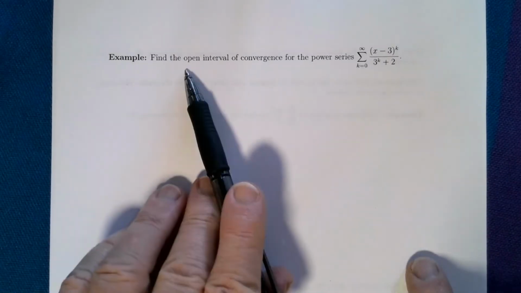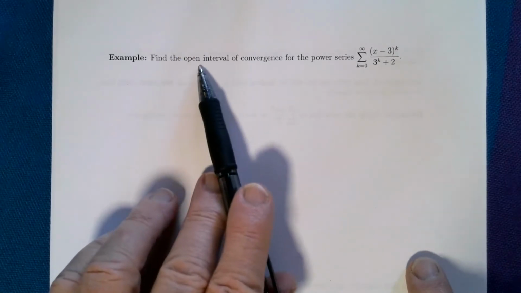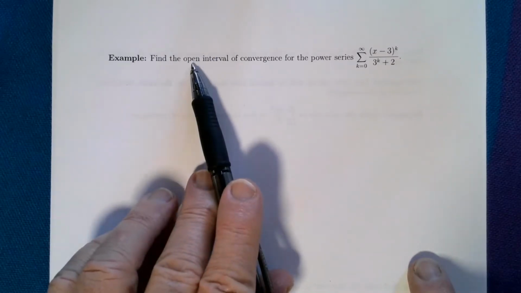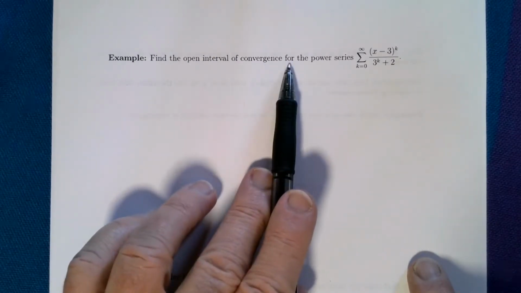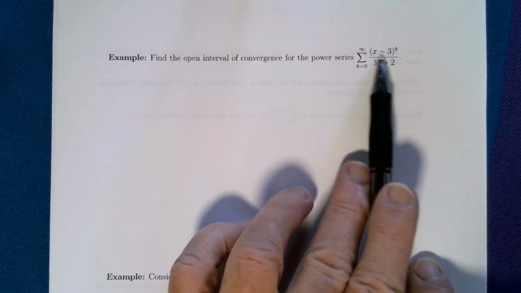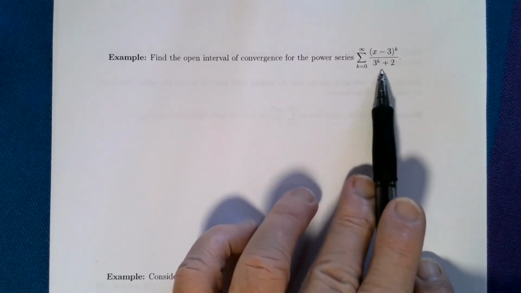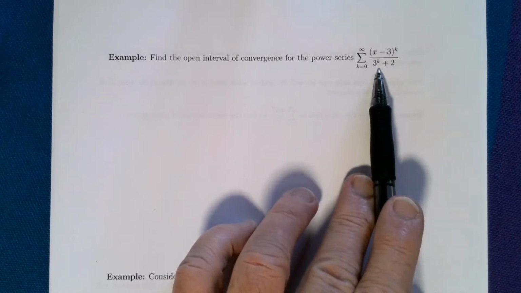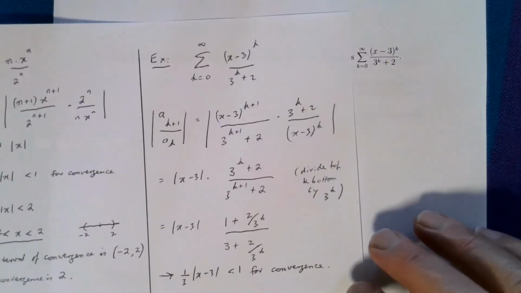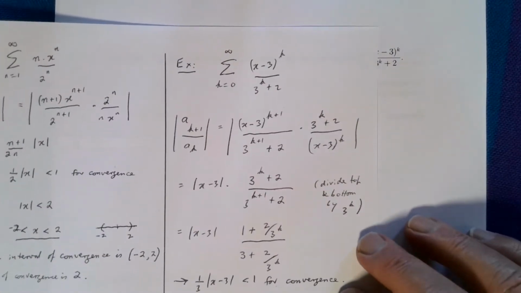So we're going to find the open interval, and we're only ever going to find open intervals in this course. I'm not going to worry too much about the endpoints. Find the open interval of convergence for this particular power series. Again, be very careful. We've got two variables, x, and we've got k here. So the approach to this is, again, we're going to use the ratio test all the time, and so here is the worked solution to this.